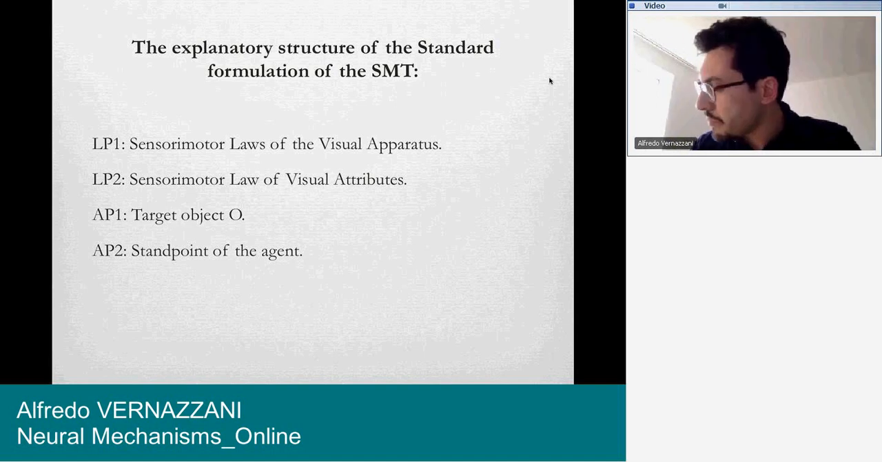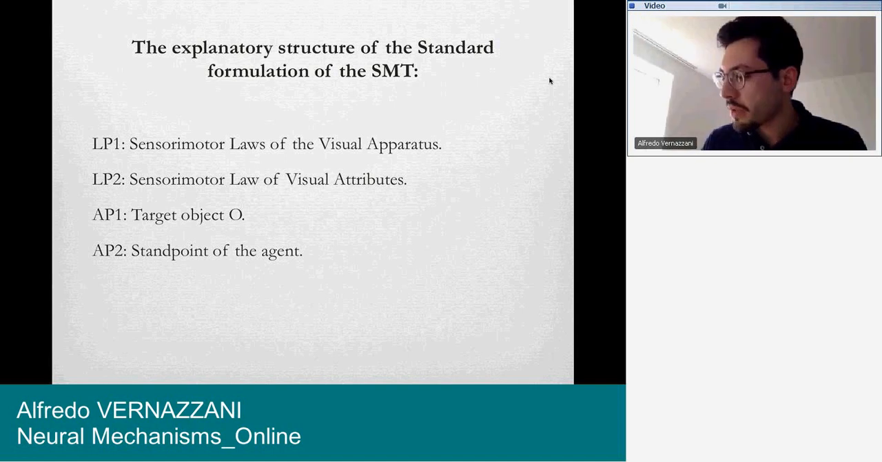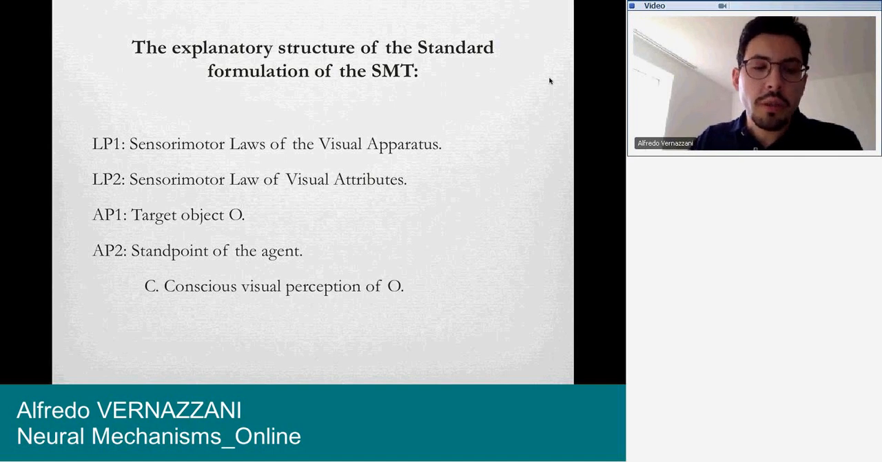the standpoint of the agent. I borrow the term standpoint from John Campbell's work, where it is used to refer to various factors like the sense modality involved, the relative orientation of the agent, its distance from the object, and many other factors which are relevant to pin down exactly what is seen. From this set of premises, we will be able to draw the conclusion that conscious visual perception of O happens. So basically, we explain how the conscious visual perception of O takes place by subsuming the phenomenon under these sets of premises.